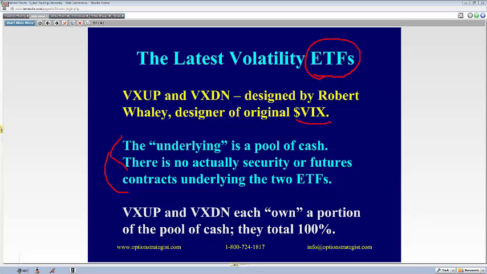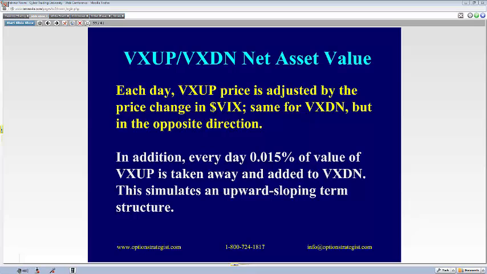And so VXUP and VXDN each own a percentage of the cash pool, and together they add up to 100%. And every day they adjust the price of VIX up by the same amount that VIX changed. So you do get the movement in VIX. And there's some factoring in there that goes on, to make things come out correct percentage-wise. And the same thing for VIX down. So in a day when VIX is up, VIX up gains and VIX down loses.